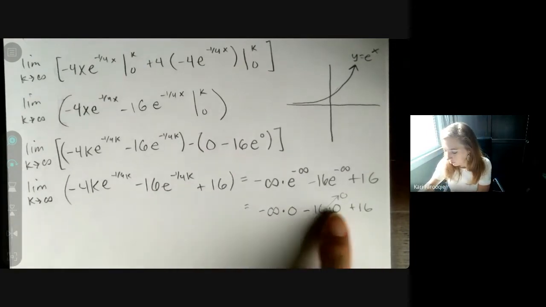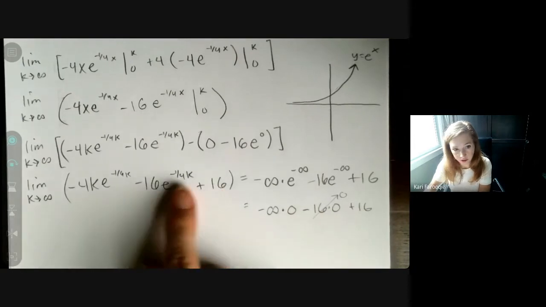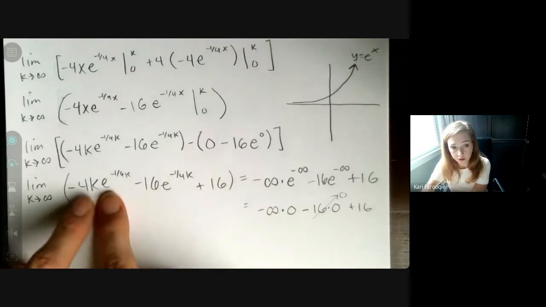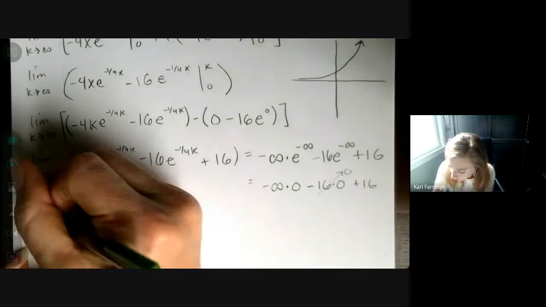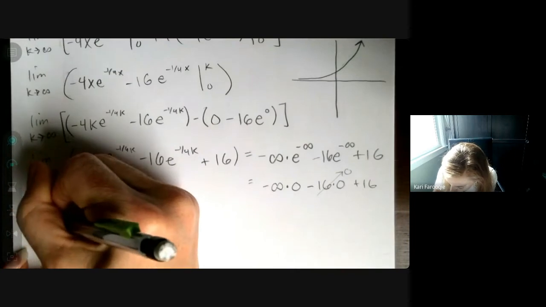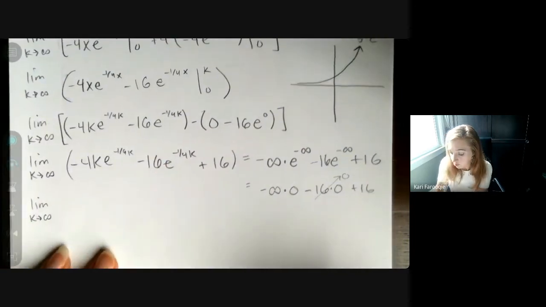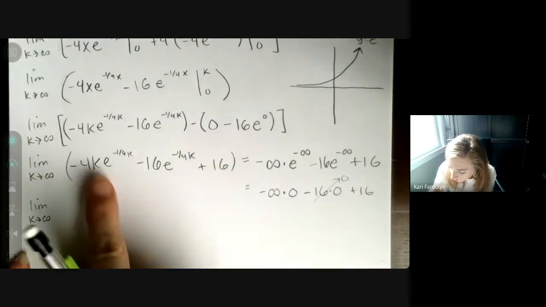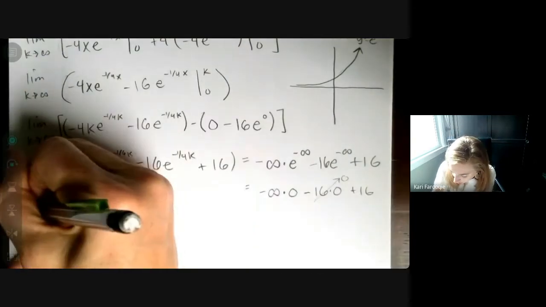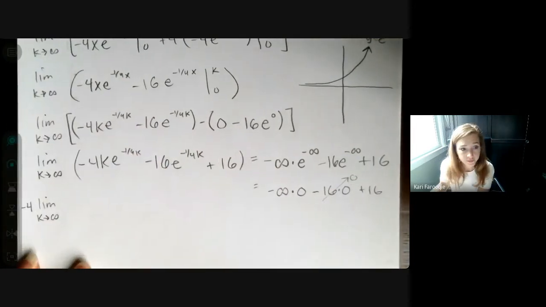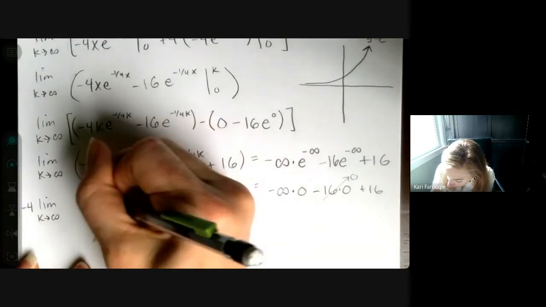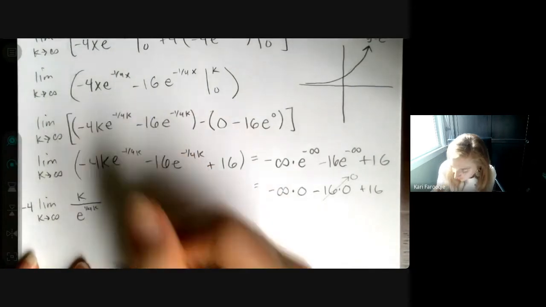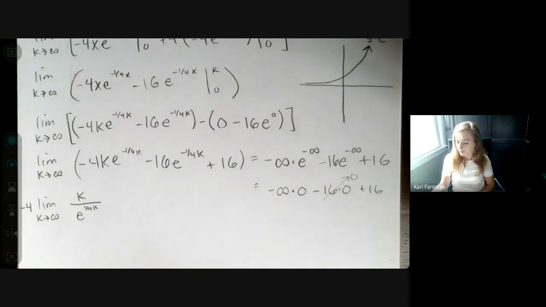So don't worry about these two terms. We've already found that these two have finite limits. This one is 0, this one is 16. We need to focus on this term. So we're going to focus on finding the limit as k approaches infinity. And remember, if we're going to use L'Hopital's rule, we want to write this as a quotient, but we can leave the negative 4k in the numerator if you want. I'm even going to pull out the negative 4, and then leave the k in the numerator, and then e to the negative 1/4 k can go into the denominator as e to the positive 1/4 k.